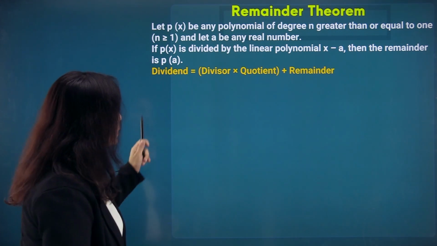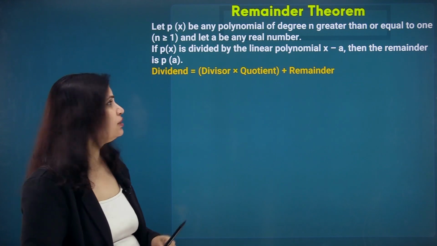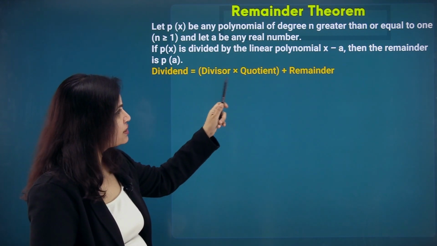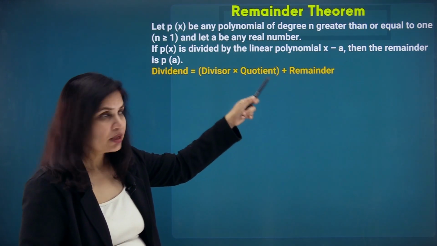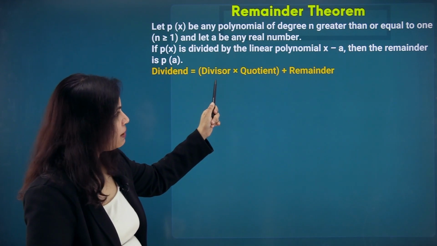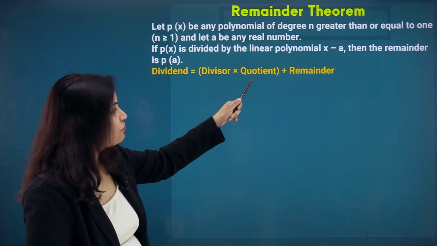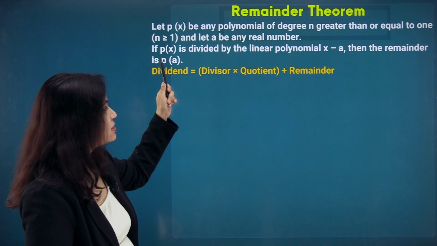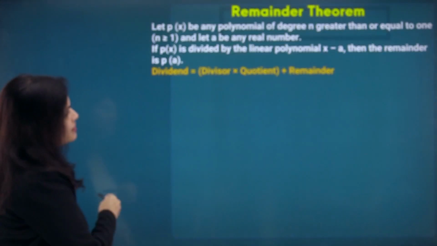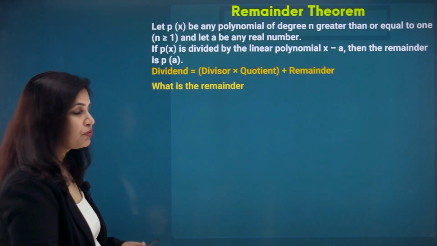So, it is based on the division algorithm that dividend is equal to divisor into quotient plus remainder. Here the divisor is x minus a. We have to find the quotient and the dividend is p(x). Now, let us look at the steps, the very simple steps to find the remainder.